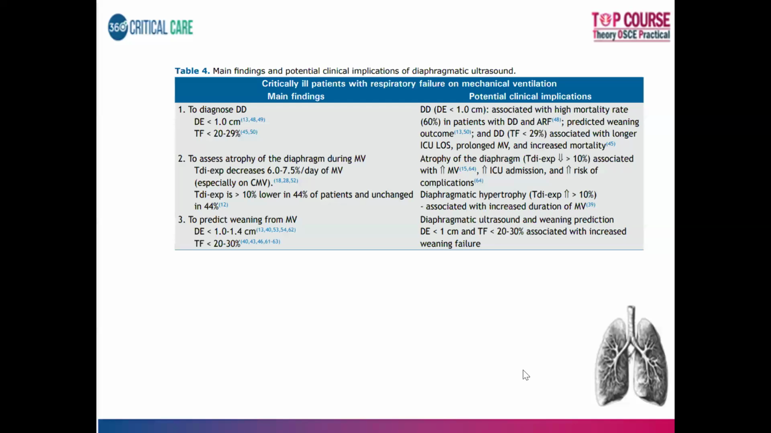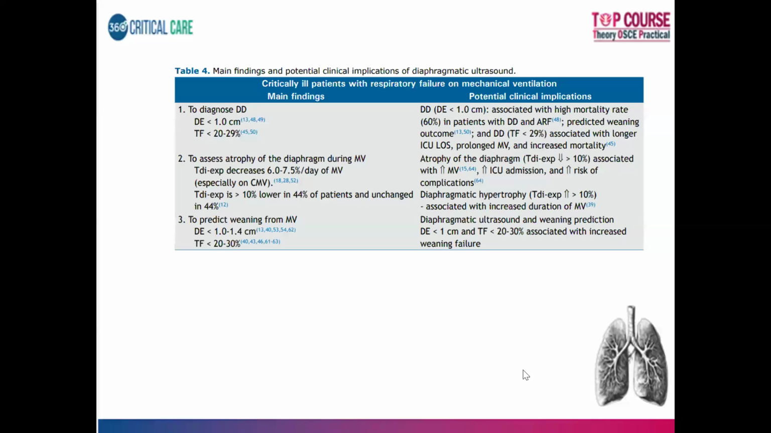Okay, so if you have not remembered any of those values before, if you're looking at this table, this is the take home thing that you can remember. So what do you have to look at? You have to look at the diaphragmatic excursion earlier. If it is less than 1 centimeter or 10 millimeters, there is a diagnosis of diaphragmatic dysfunction. Okay. If the thickness fraction is less than 20, definitely there is diaphragmatic dysfunction.